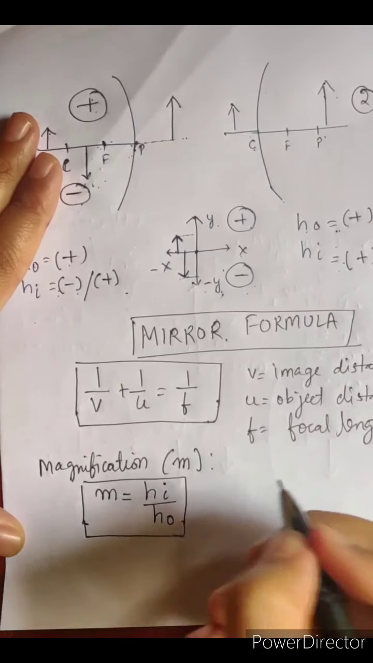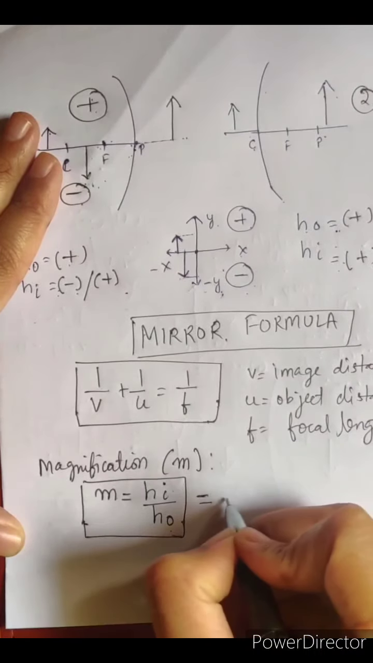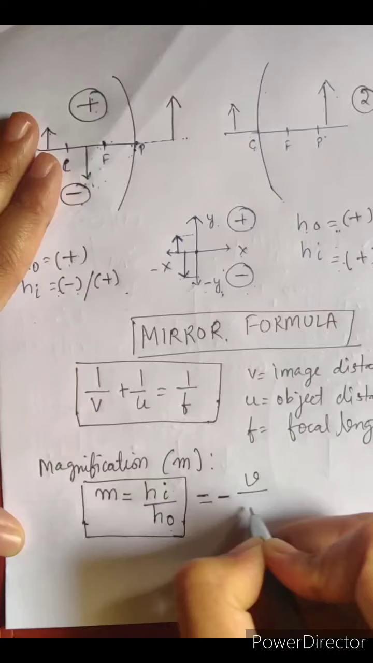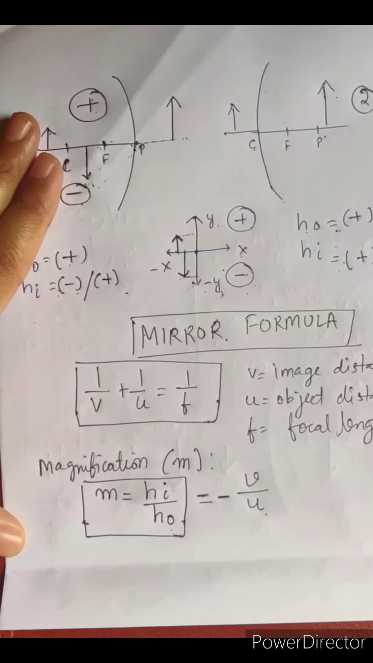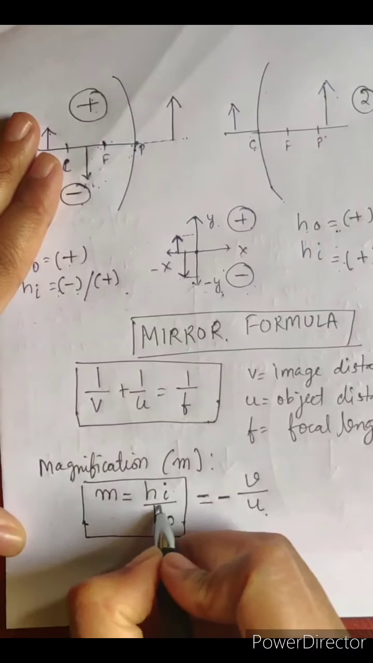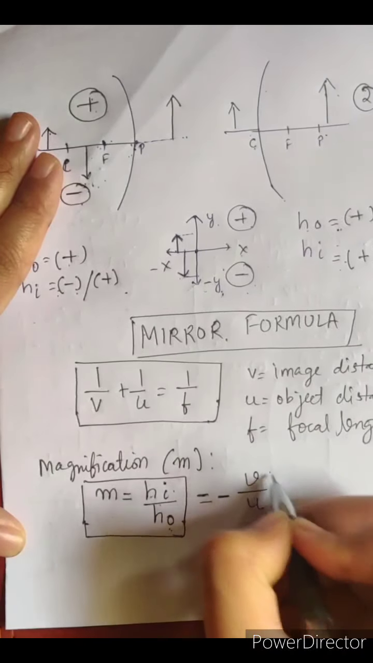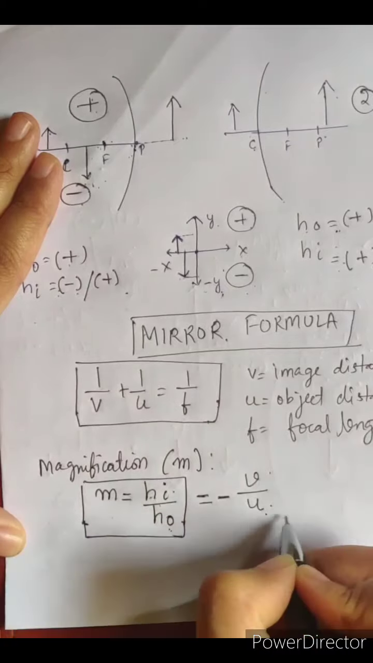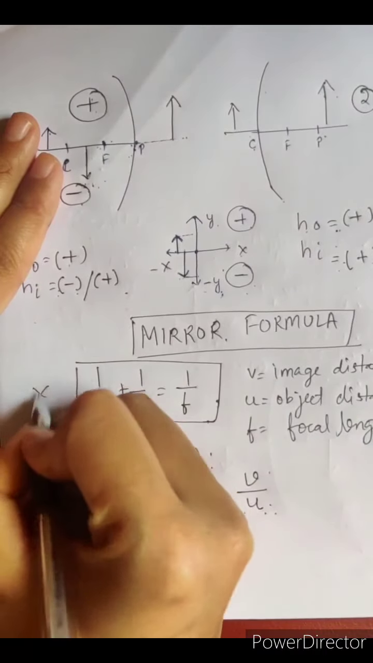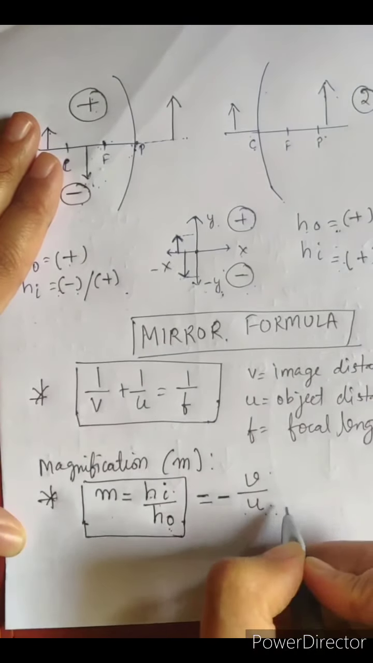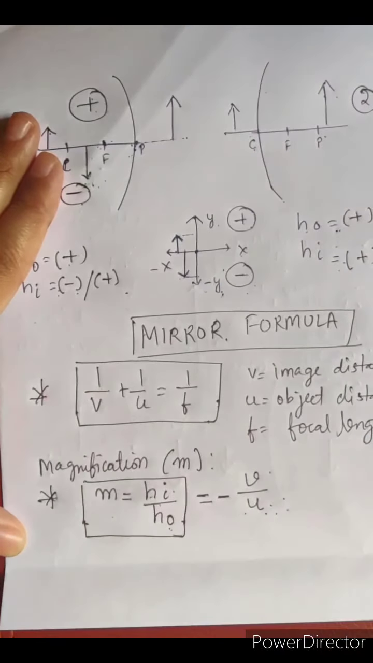Magnification has one more formula, that is, height of image upon height of object is also equal to minus image distance upon object distance. So these are the two formulas, and depending upon what is given in the question, either height of image upon height of object, or image distance upon object distance will be used. These two are the formulas of magnification of spherical mirrors. Very important formulas these are. You have to memorize these formulas. And now, on the basis of these formulas, we are going to solve a numerical problem.